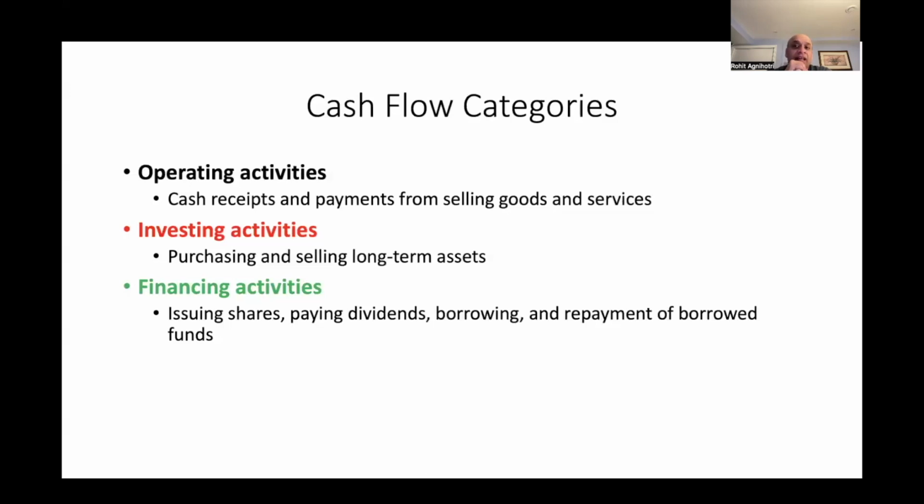Second is your investing activities. Investing activities are the purchasing and selling of long-term assets. If you buy a building, you have to pay cash, so cash went out of your business. If you sell a building, cash came back in. That will be recorded in your investing activities. Financing activities: let us say you issue shares, you get a loan, people are investing in your business, or you're paying out dividends, paying out your net profit to your shareholders. All of that is going to come in financing activities.